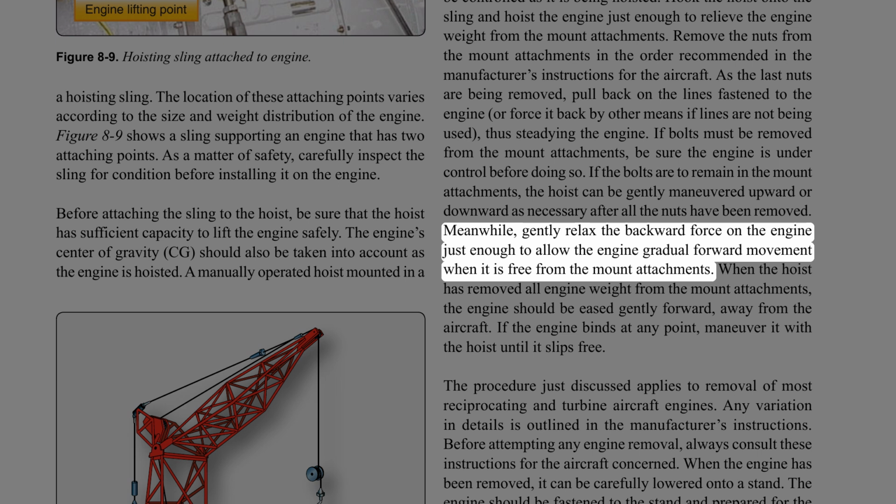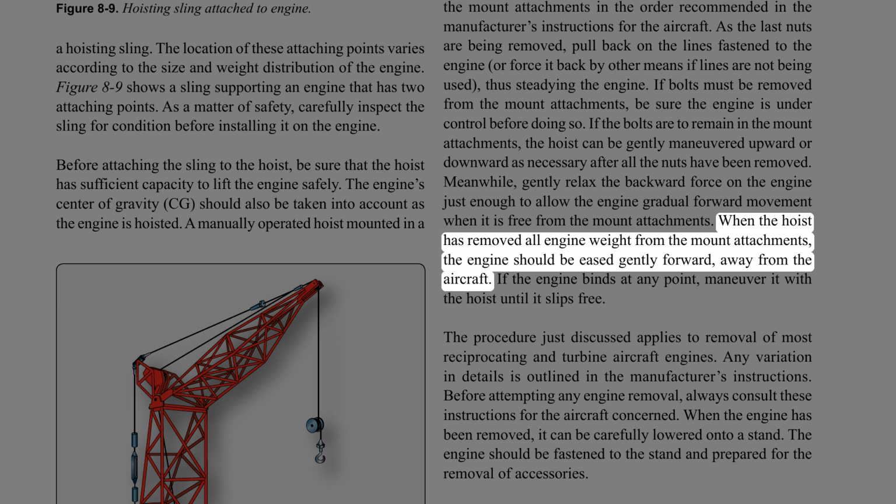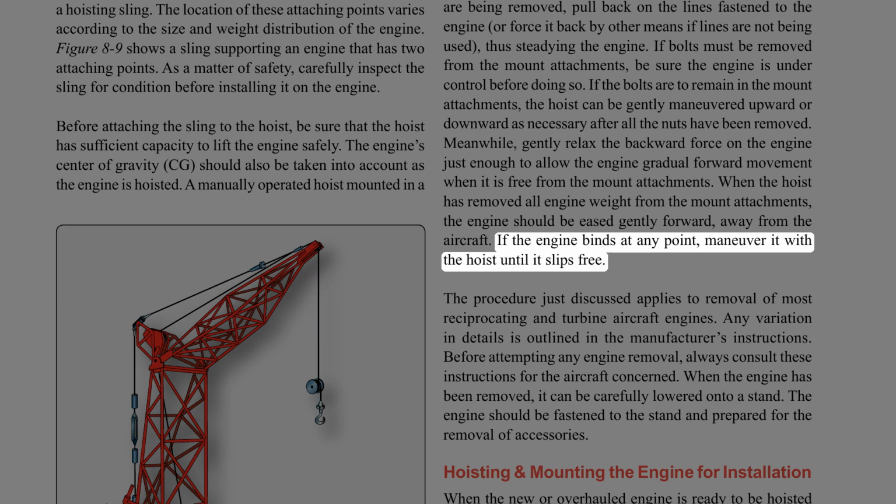Meanwhile, gently relax the backward force on the engine just enough to allow the engine gradual forward movement when it is free from the mount attachments. When the hoist has removed all engine weight from the mount attachments, the engine should be eased gently forward, away from the aircraft. If the engine binds at any point, maneuver it with the hoist until it slips free.